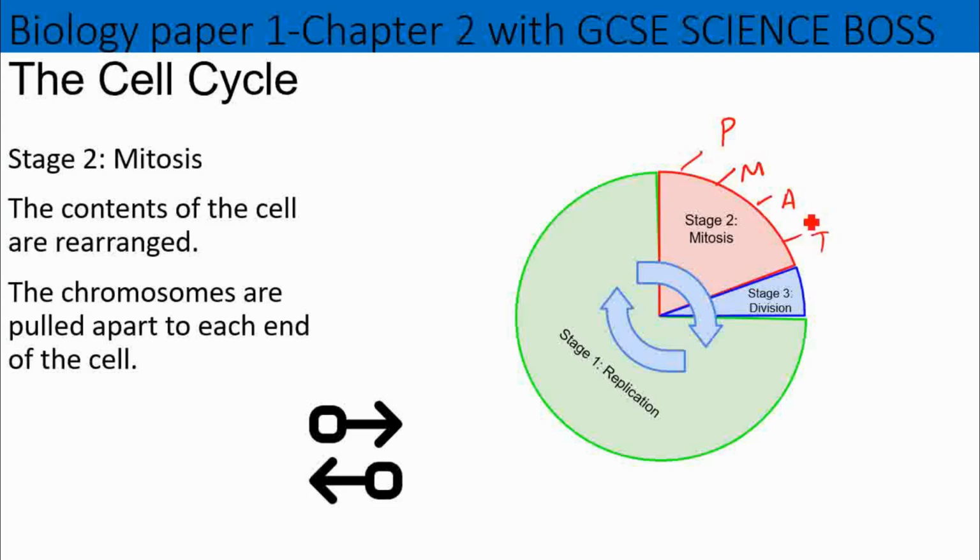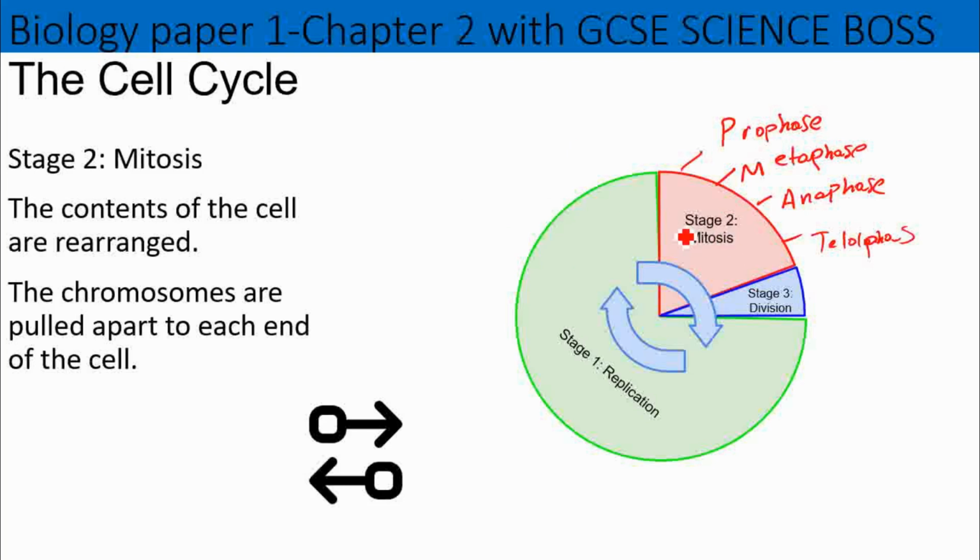Okay, PMAT. So you have prophase. You don't have to know the name of the phases when you're revising. Okay, metaphase, anaphase, and telophase. Good, telophase. All of that is happening. So what's happening in there? We're going to look at that mitosis stage in a bit.